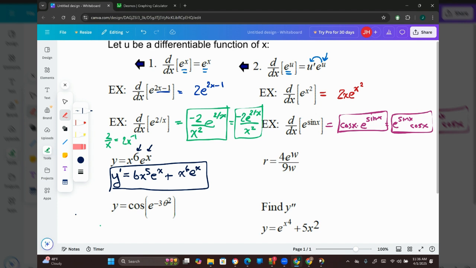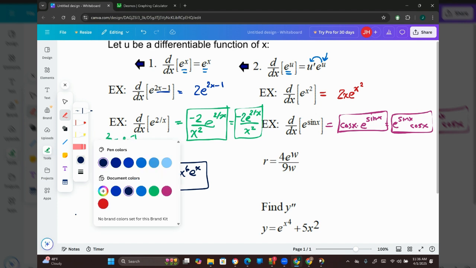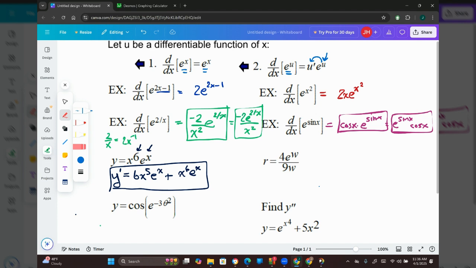Now, what if I threw a quotient rule at you? And I also threw some different variables in here. So we're actually taking the derivative of r with respect to w. So the derivative of r with respect to w would be the derivative of the top, which would be 4e to the w, times the bottom, which is 9w. Quotient rule is minus the top, which is 4e to the w, times the derivative of the bottom, which is 9, all over the bottom squared, which would be 81w squared.